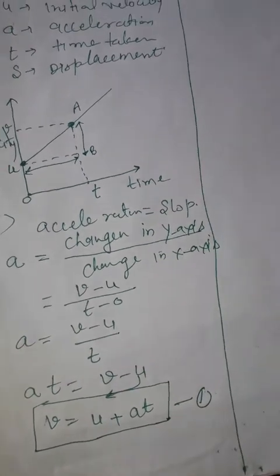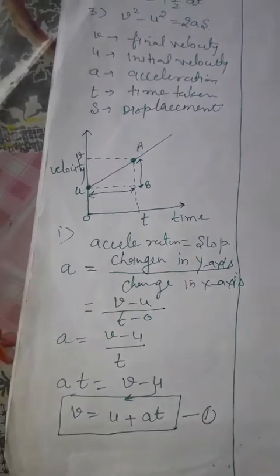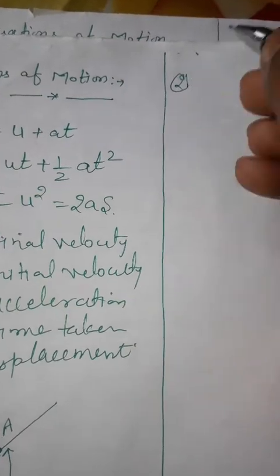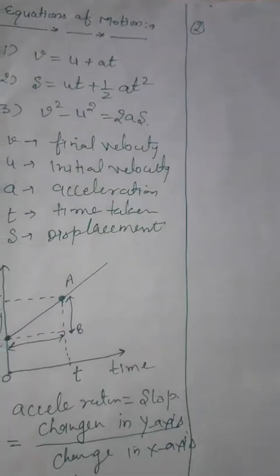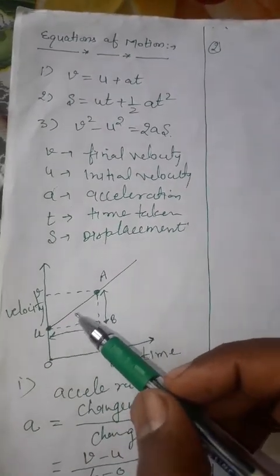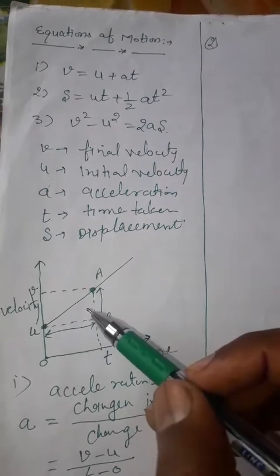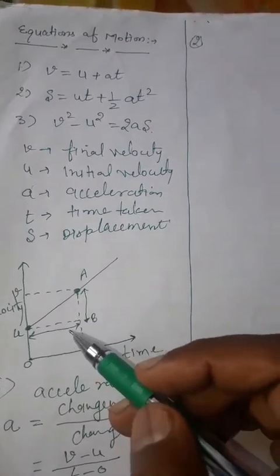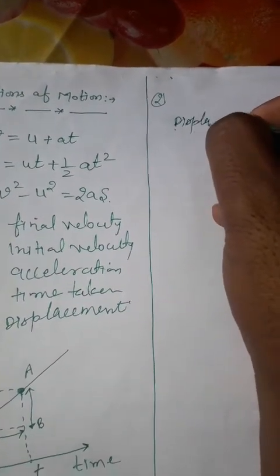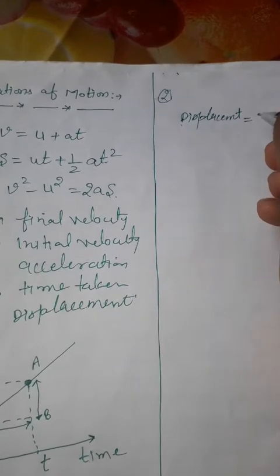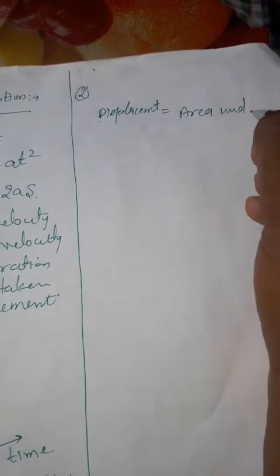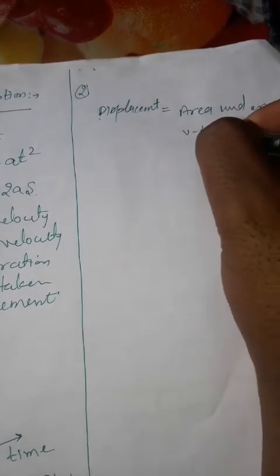Say equation 1. Okay, now for the second equation, as we know that the area under this velocity time graph gives the total displacement. So this area gives the total displacement. We can write the total displacement or distance is equal to the area under the VT graph.